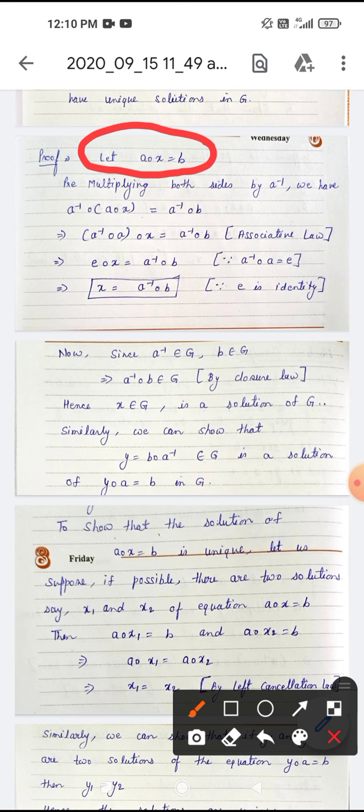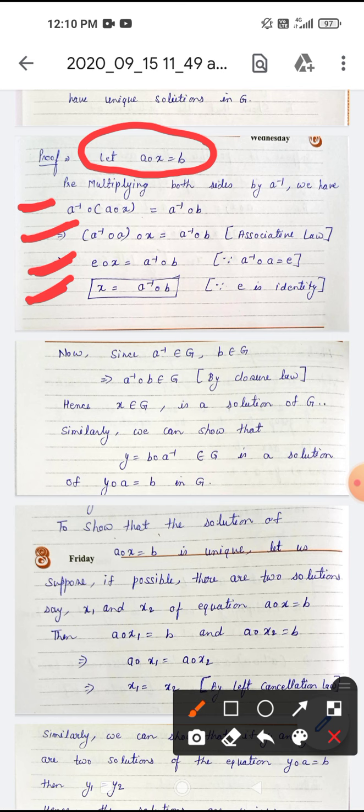Pre-multiplying both sides by A inverse, we have A inverse operation A operation X is equal to A inverse operation B. Applying associative law, A inverse operation A operation X is equal to A inverse operation B. A inverse operation A becomes E. So E operation X is equal to A inverse operation B. E operation X is X. So finally we will get X is equal to A inverse operation B.